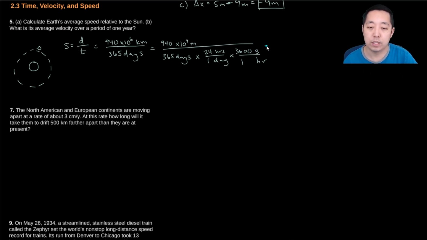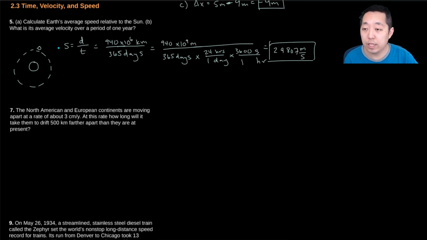You could convert to minutes and then seconds. You would do 60 times 60. But you should get the same answer. And so we do this. On my calculator, 940E9 divided by 365 divided by 24 divided by 3,600. I got 29,807 meters per second. That's pretty fast. About 30,000 meters per second.